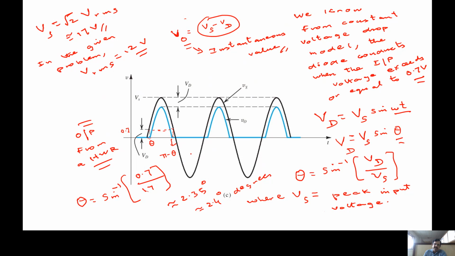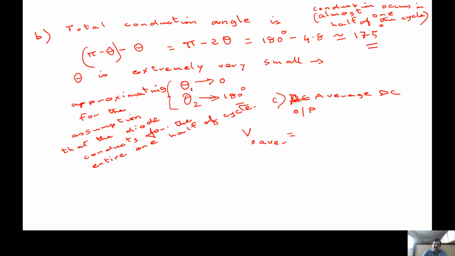When I integrate, I know that there is no output here, so I need to integrate only between this limit and this limit. Here I have assumed that the diode conducts almost one half of the cycle, so the limits will be from 0 to 180 degrees. So that will be the limit for that.